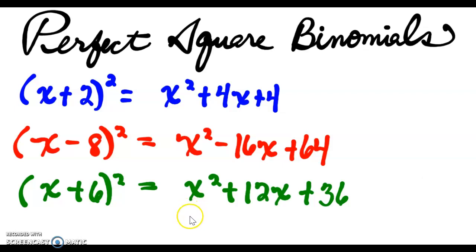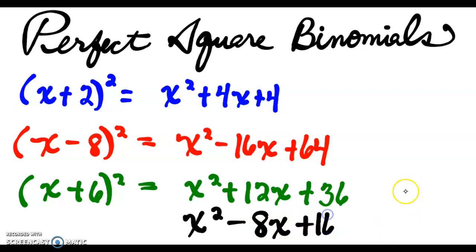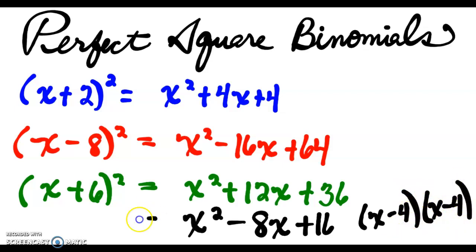So if I had something like this, maybe. If I take half of the 8, that is 4, and when I square it, it's 16. And by the way, if I asked you to factor that, it would factor into this, which, by the way, is the same as x minus 4 squared. Again, half of 8 is 4, and 4 squared is 16.